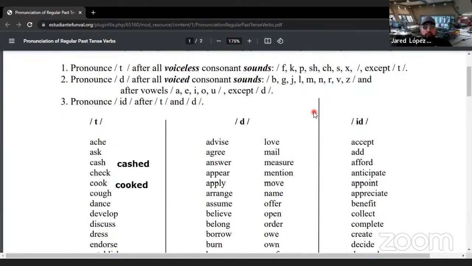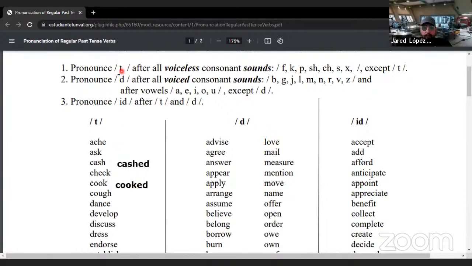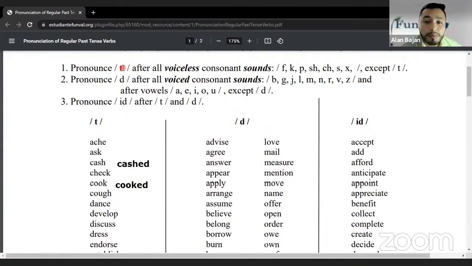Sorry, teacher, I have a question. Yes, ma'am. Always the aggregate ed, the sound is e. Como cook, cooked. The sound is the t. Mhm. Yes, thank you. This is group number 1.